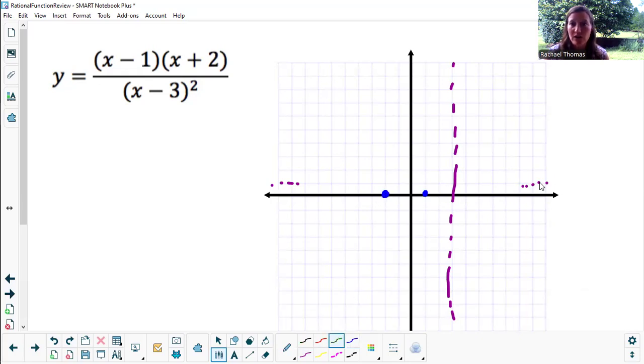Right, so sketching my graph. Close, close, not changing sign. So I will come in from the top, zero, zero, asymptote. Snazzy, huh? That's it for this video.